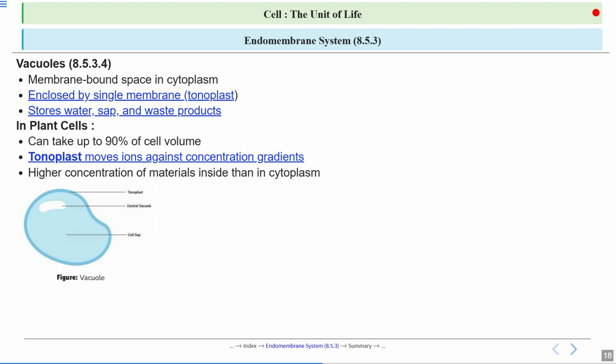Here you can see this is the image showing you the vacuole. So this is the cell, this is the central vacuole. This is the vacuole, and you can see this is the membrane of the vacuole, which is known as the tonoplast.